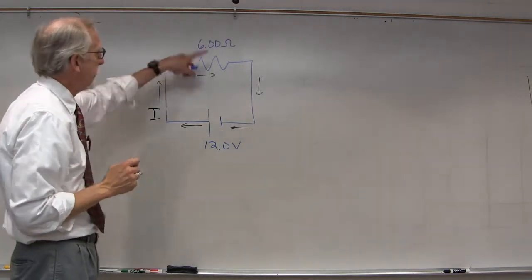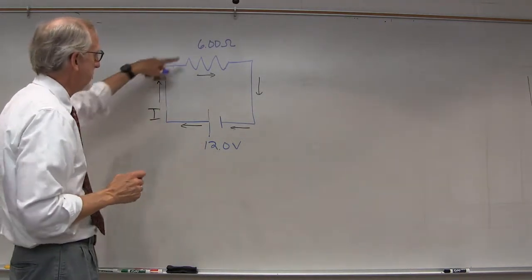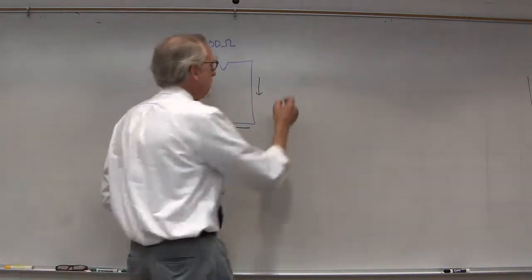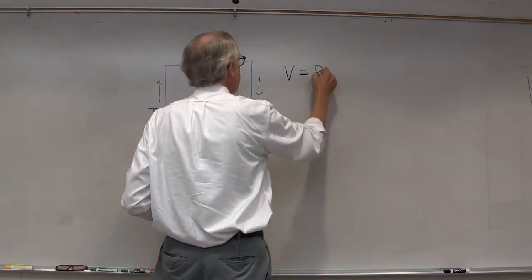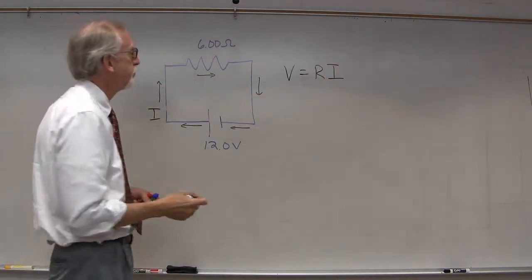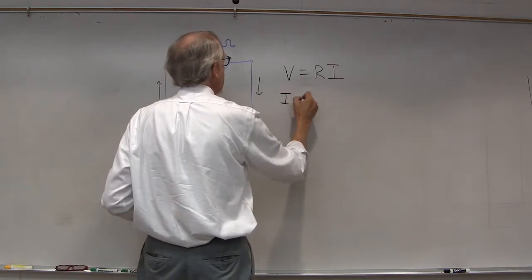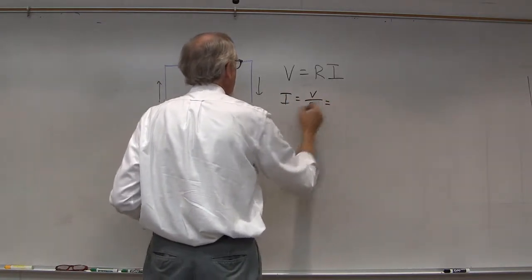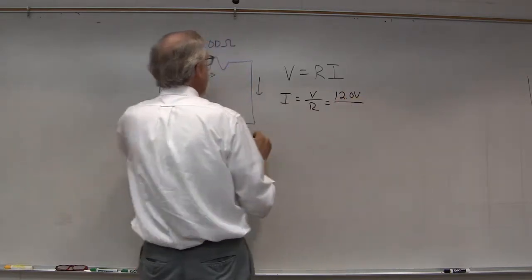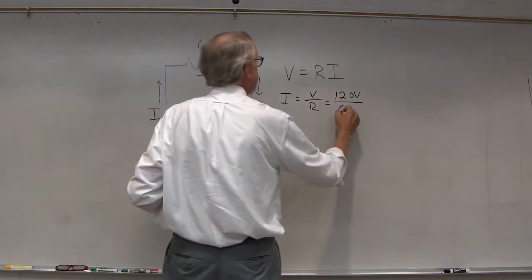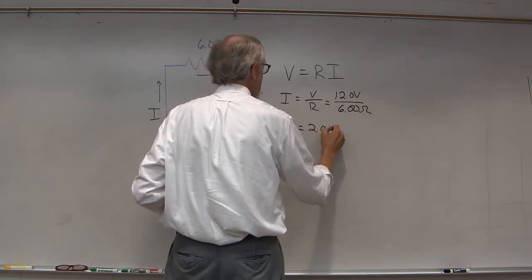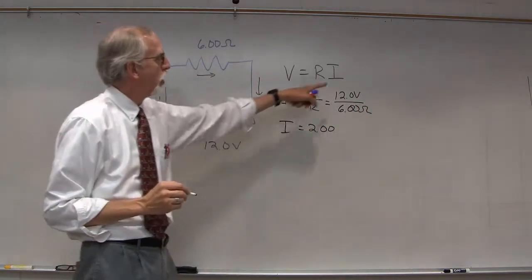Let's figure out what that current is. Well, we know the relationship between the voltage, the current, and the resistance is Ohm's law, which is very important. Remember, V equals Ri. Ohm's law is very important. So the current I will be equal to V over R, or 12 volts divided by 6 ohms. So I equals 2 volts per ohm.